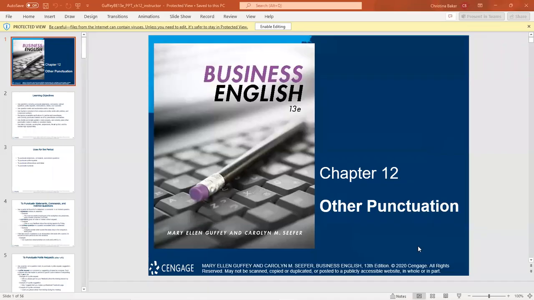We're looking at chapter 12, other punctuation. Yes, we've talked a lot about the different types of punctuation. We were talking about the colons and semicolons and commas in the last couple of weeks. So today we're going to talk about other types of punctuation.